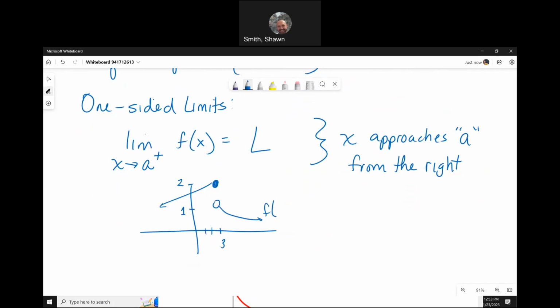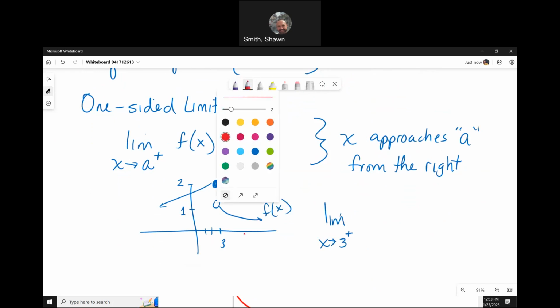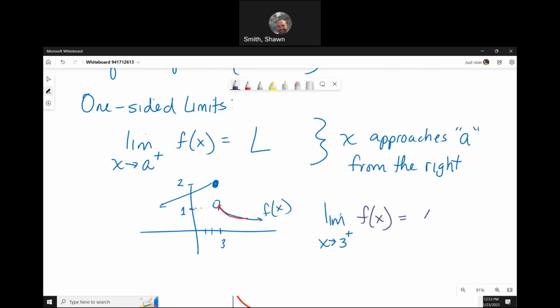So suppose this is our function f of x. And this says if I want to say what is the limit as x approaches 3 from the right, I'll just look at it coming from the right. So coming from the right, heading towards the left, you're approaching this y value of 1, right? That's it.